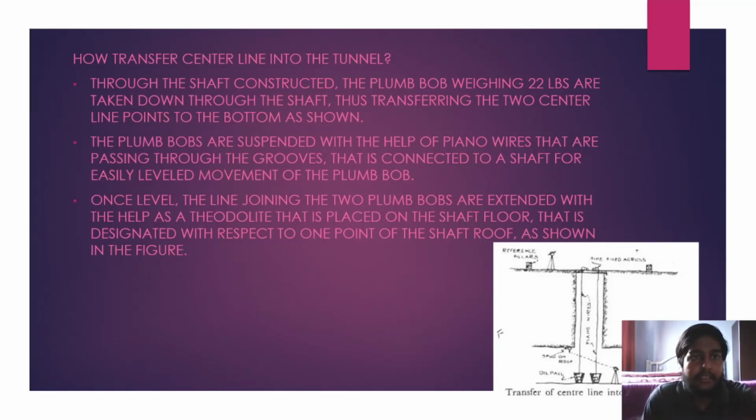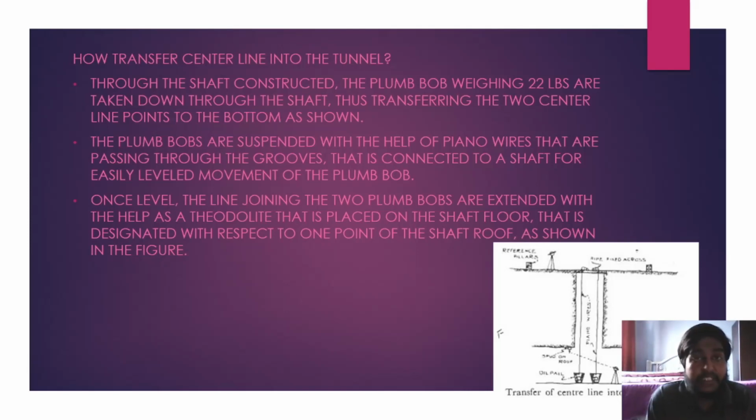Next, I will present how to transfer the center line into the tunnel. Through the shaft constructed, plumb bobs weighing 22 lbs are taken down through the shaft, thus transferring the two center line points to the bottom as shown. This is how they transfer the center line to the tunnel. It is carried out vertically downwards. The plumb bobs are suspended with the help of piano wires passing through grooves connected to the shaft for easy movement of the plumb bob.